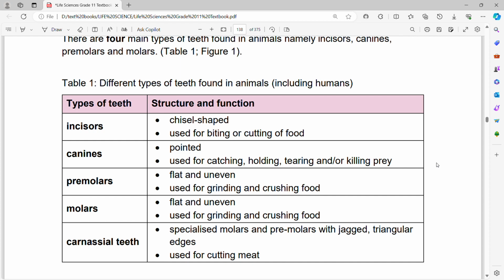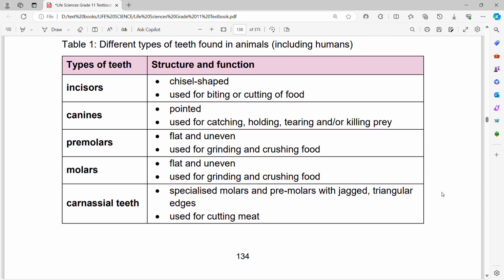Premolars are flat and uneven and are used for grinding and crushing of food. Then we have molars. They are also flat and uneven and are also used for grinding and crushing of food. Then we have carnassial teeth. Carnassial teeth are specialized molars and premolars with jagged or triangular edges. They are used for cutting meat. So these are the four types of teeth found in animals: incisors, canines, premolars and molars. And the specialized type of premolars and molars is the carnassial teeth.